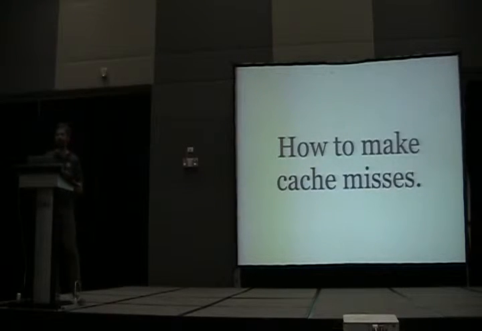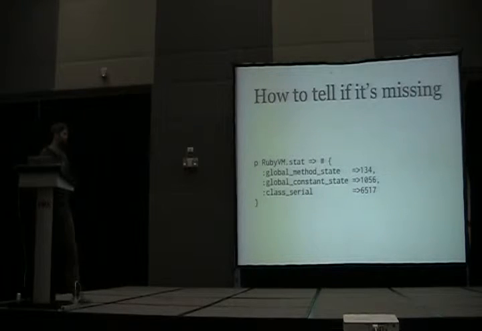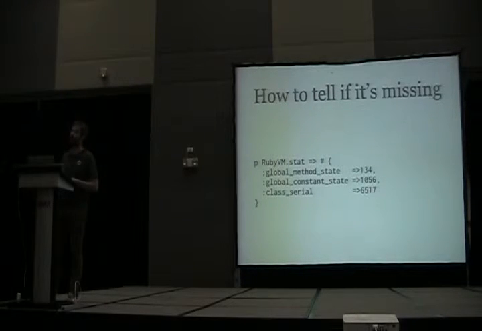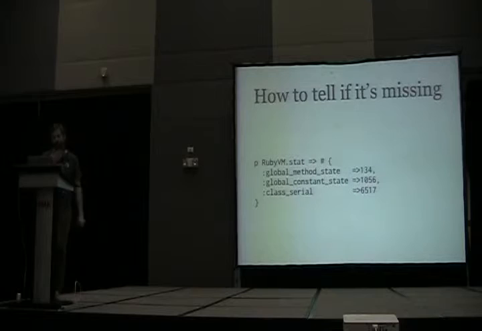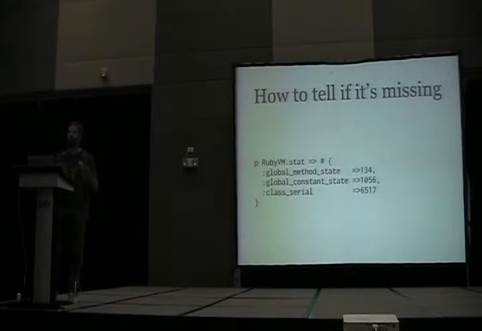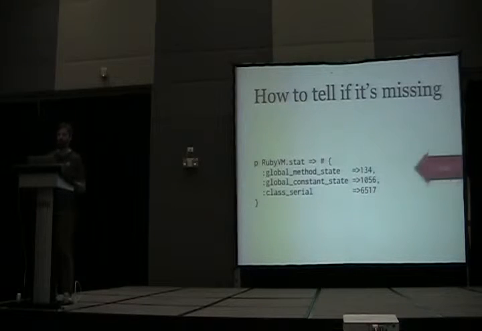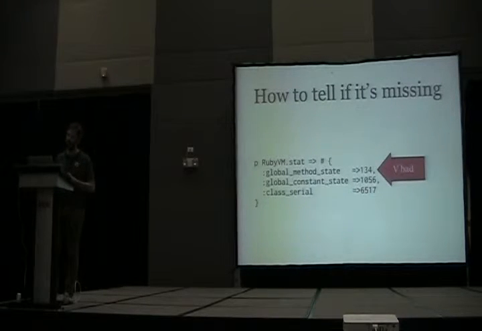So let's look at how to make cache misses. So how can we make it miss the cache? Now, the way that you can tell if it's missing is there's a method called RubyVM.stat, and this is completely specific to MRI. Don't try to use this on JRuby or anything. If you're using MRI, this is what you can look at. If you look at these values, you'll see a hash that's printed out, and these are internal values of the Ruby virtual machine.